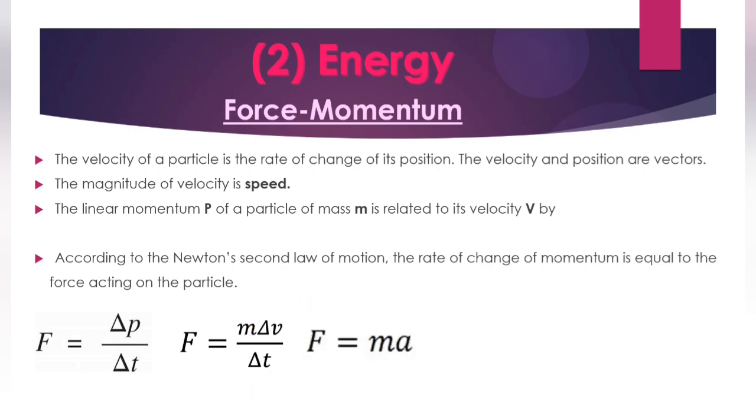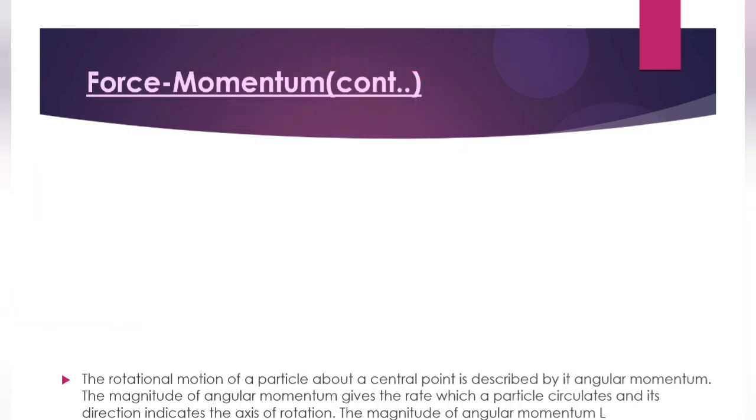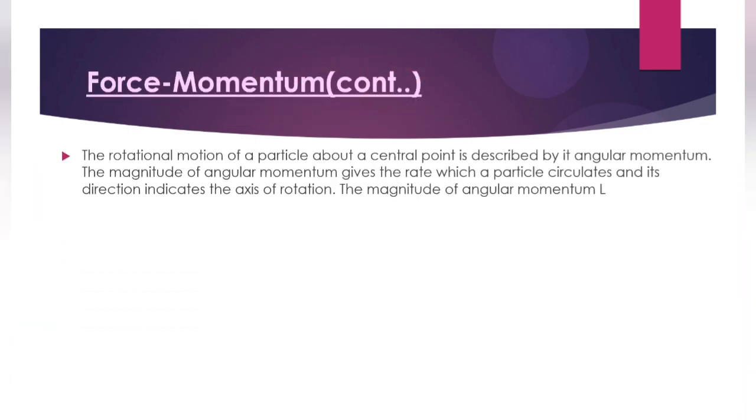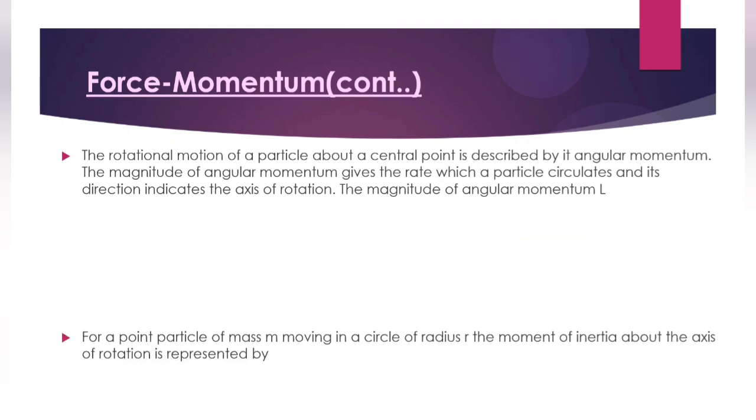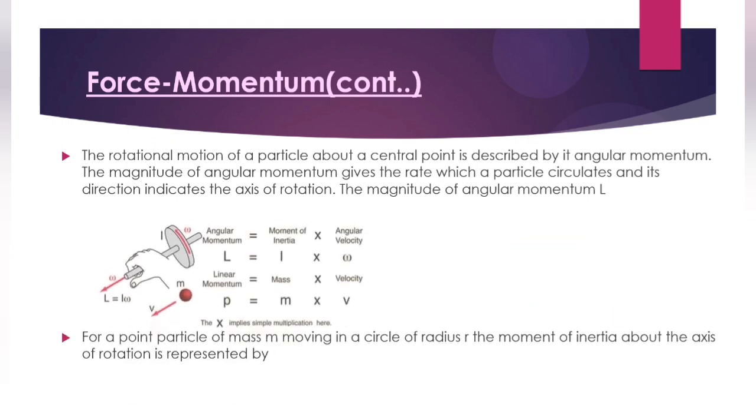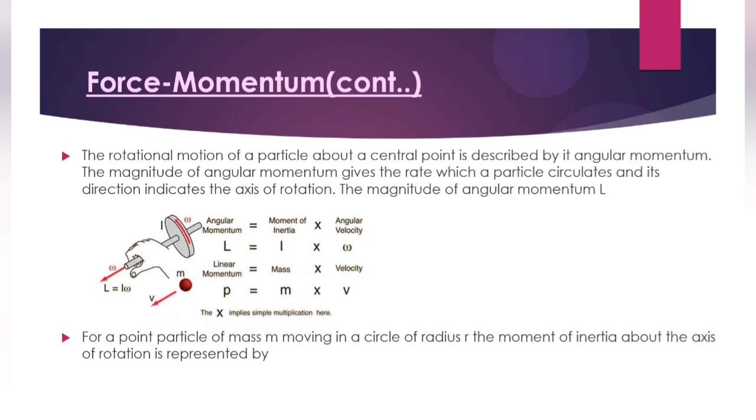The rotational motion of a particle about a central point is described by its angular momentum. The angular momentum is a vector. Its magnitude gives the rate at which a particle circulates and its direction indicates the axis of rotation. The magnitude of angular momentum J is equal to I omega, where omega is the angular velocity of the body, the rate of change of angular position, and I is the moment of inertia.